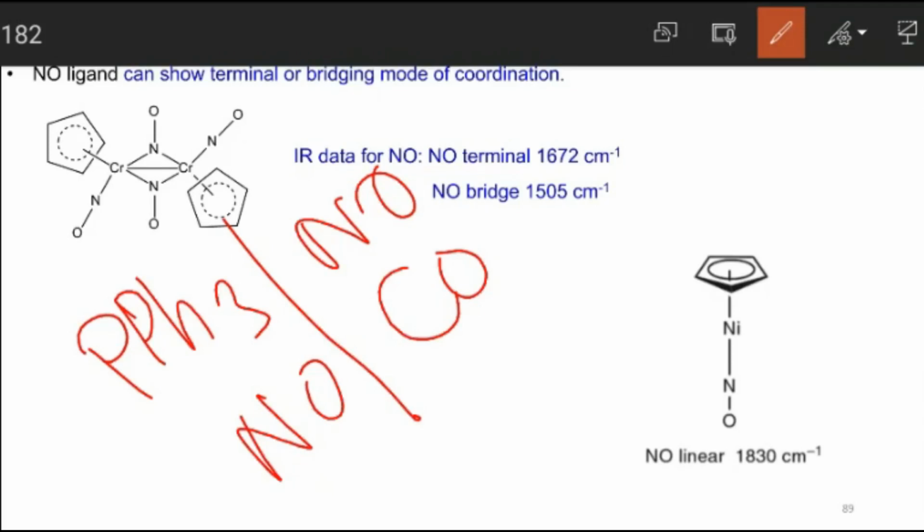Therefore, how is the metal complex formed out of these two strong pi accepting ligands? Can you please tell me what could be the position of these two strong pi accepting ligands? Either these two strong pi accepting ligands have to be kept at the trans position, or they have to be kept at the cis position.